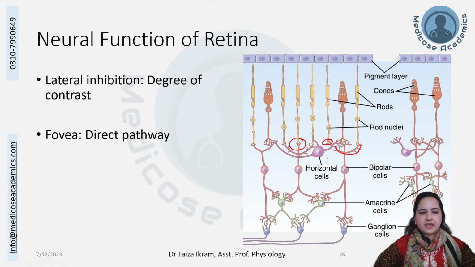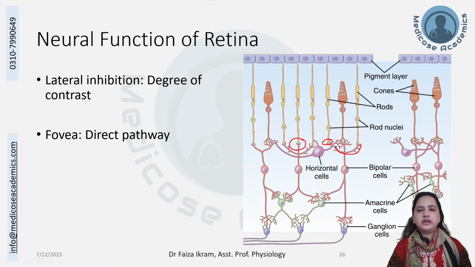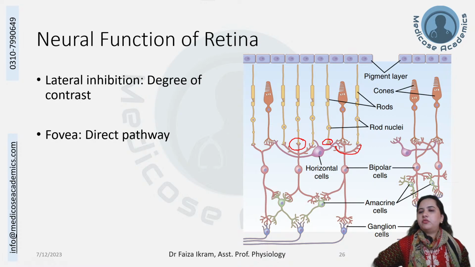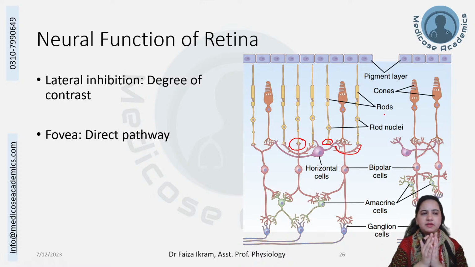So both of these ways can happen, and the horizontal cells are thereby sharpening the image formation by the phenomenon of lateral inhibition. Again, if I emphasize the difference of fovea from the peripheral retina, at the level of fovea, more and more direct connections will be found between the cones and the bipolar cells. Going towards the periphery, more and more indirect connections will be formed, and more and more rods will be converging on a single bipolar cell. It can be one-to-one, it can be many-to-one communication.